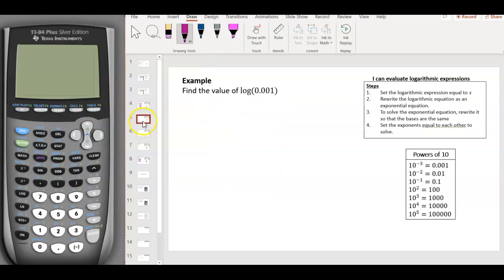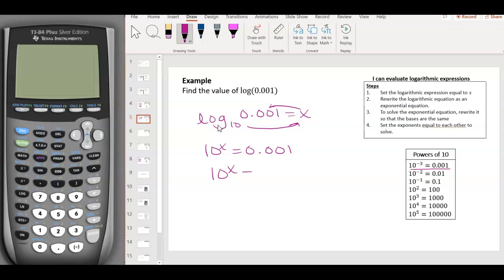Let's suppose that we want to find the log of 0.001. Once again, that's the common log, right? That's the log base 10 of 0.001. If we say that equals x, we're trying to figure out what x is when 10 to the x equals 0.001. Okay, 0.001 is 10 to the negative 3. So we have 10 to the x equals 10 to the negative 3. That means that x equals negative 3. So that is the value of this logarithm.